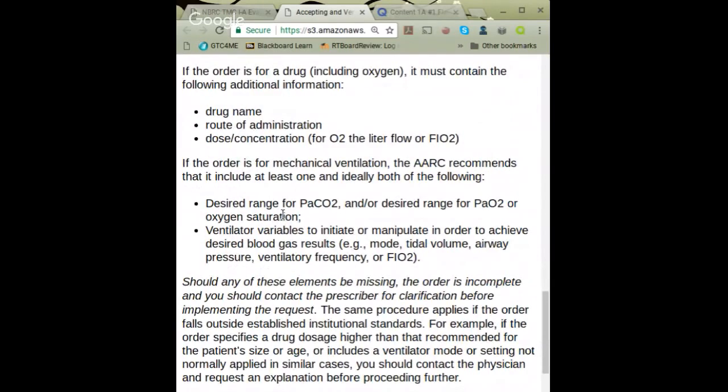If the order is for mechanical ventilation, the AARC recommends that it include at least one or ideally both of the following: desired range for PaCO2 and/or desired range for PaO2 or oxygen saturation. That's a good one. Good flashcard question.